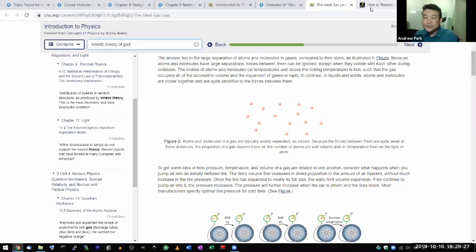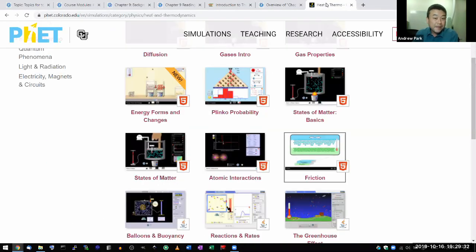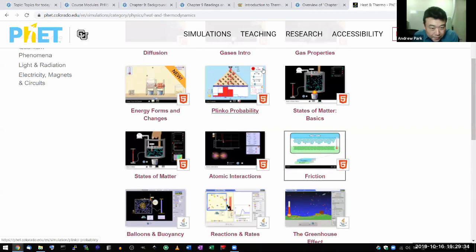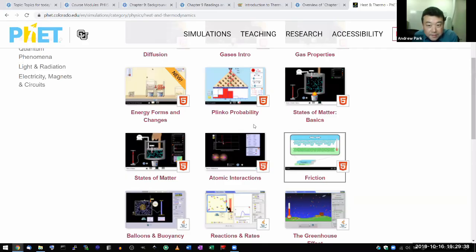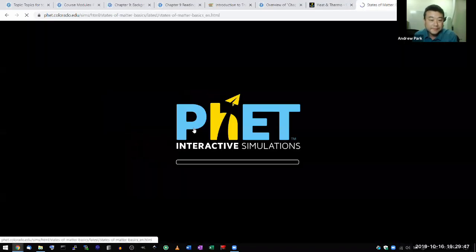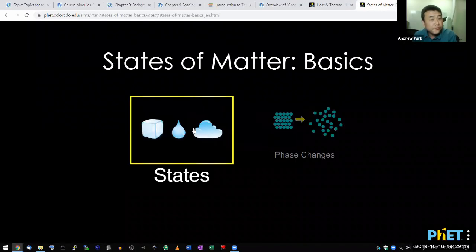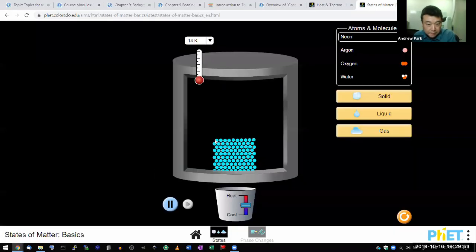So I just want to use a simulation to show you how that looks. One of the simulations that will let me do that is States of Matter. Let me do basics just so that I don't get lost with all the controls and whatnot. And really, a gas is the simplest state. I can demonstrate here why it's the simplest state.